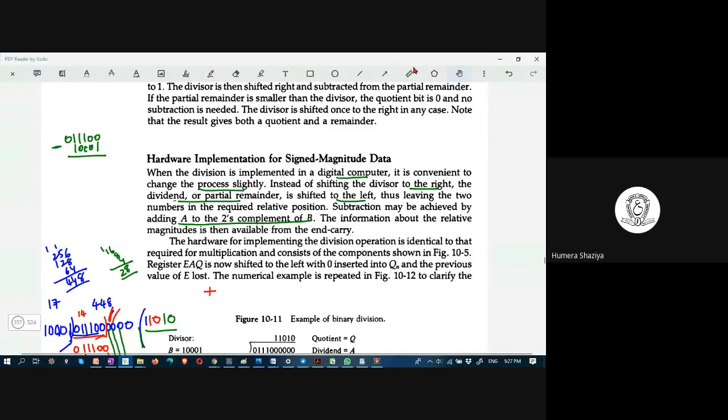Instead of that, in computer hardware, the divisor will not be shifted. Rather, the dividend will be shifted to the left, dividend or partial remainder. First, it is dividend. From the next step onwards, it would be partial remainder. Whenever you perform subtraction, you have to do it on the 2's complement of a number, not on the number. Therefore, here the 2's complement of B, which is the divisor, is obtained and used.